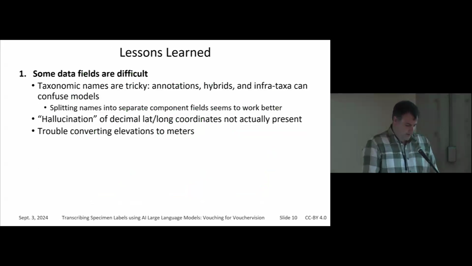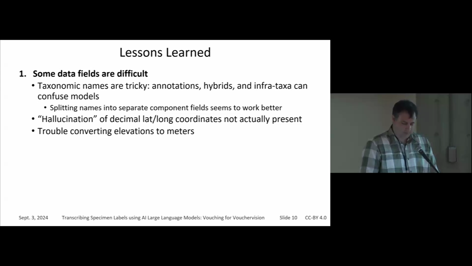Okay, so just very briefly, some lessons learned. We've learned that some data fields are trickier than others. Taxonomic data fields in particular are kind of complicated because of all those annotations, for example, but also hybrids and infra-taxa can confuse the models. And it's hard for models to figure out what's part of the taxonomic name and what's an author. And we found that splitting names into component fields seems to work better. So if we just ask it for genus and just ask it for specific epithet rather than the whole name at once.